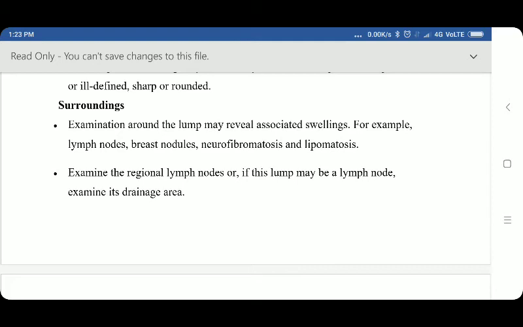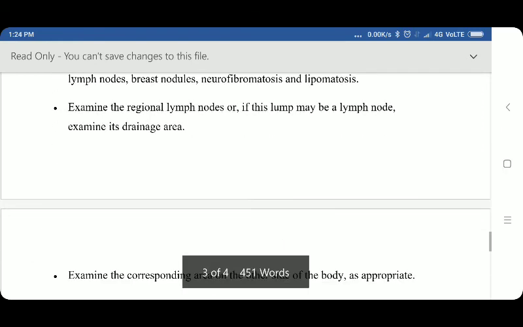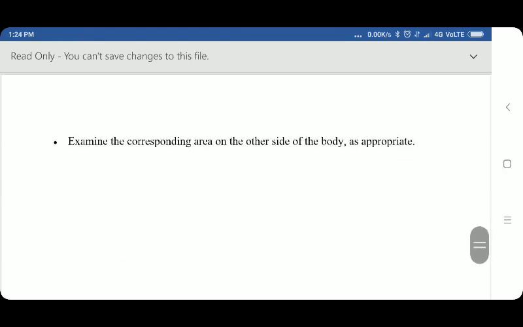Then we have to inspect the surroundings. Examination around the lump may reveal associated swellings, for example, lymph nodes, breast nodules, neurofibromatosis, and lipomatosis. Examine the regional lymph nodes, or if this lump may be a lymph node, examine the drainage area. Examine the corresponding area on the other side of the body as appropriate.